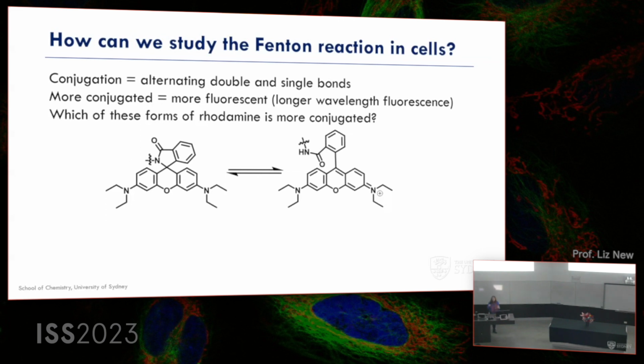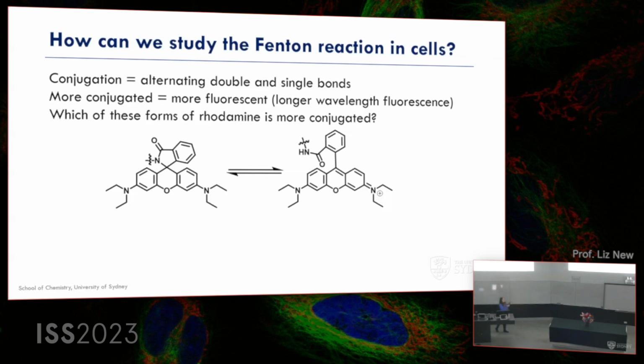So we were very interested in studying the Fenton reaction in cells. And so we talked a little bit about this yesterday. You all preempted my talk today because we talked about conjugation in molecules. And remember, conjugation is alternating double and single bonds. This molecule here is called rhodamine. It's similar to the fluorescein we saw yesterday, but we've got nitrogens at these positions. Rhodamine is a red dye. It fluoresces red. And so we've said that when a molecule is more conjugated, we have more fluorescence, and in general also longer wavelength fluorescence.